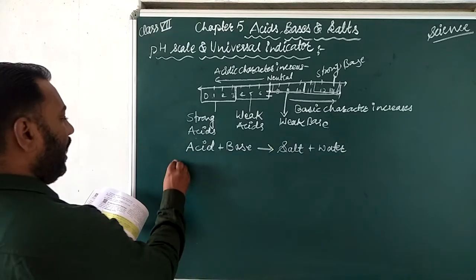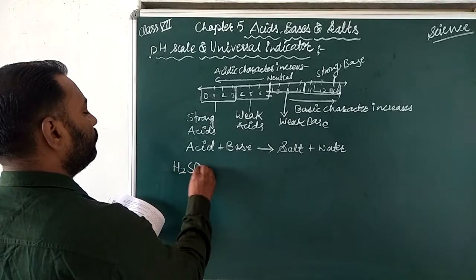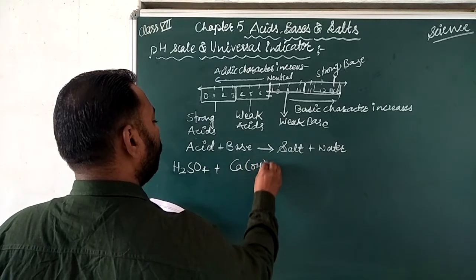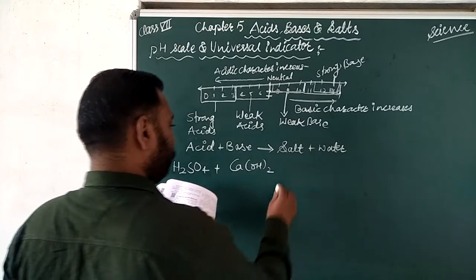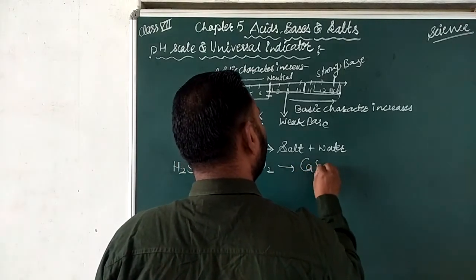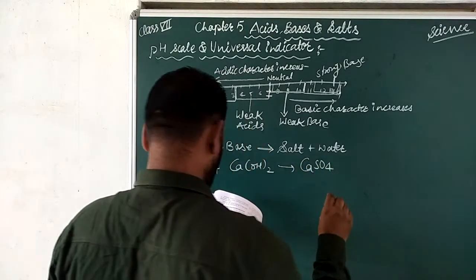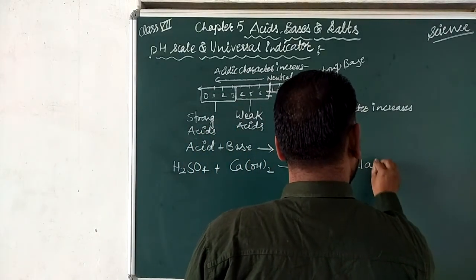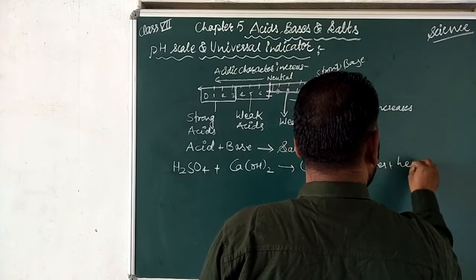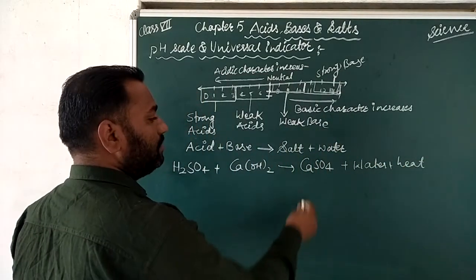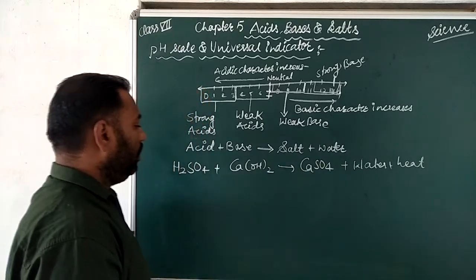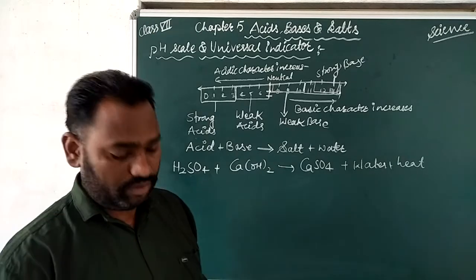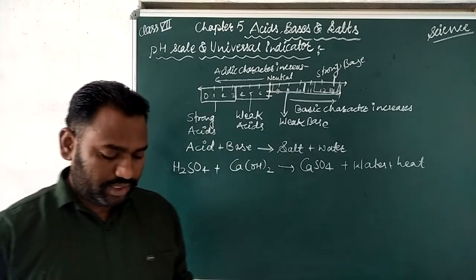So what is this reaction? H2SO4 plus Ca(OH)2 gives CaSO4, calcium sulfate, plus water plus heat. This is calcium sulfate, the gypsum, and this is sulfuric acid. This is calcium hydroxide, so this is the lime water.